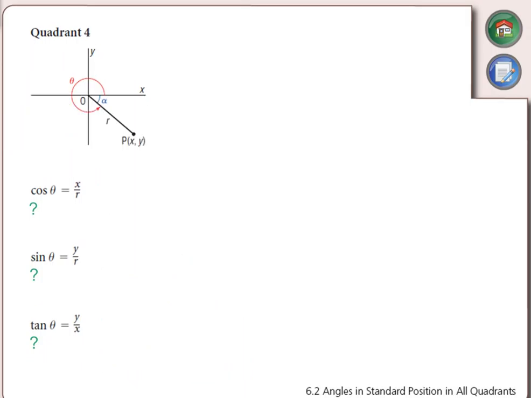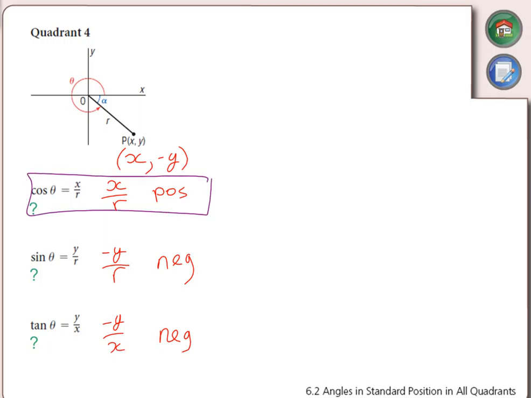Let's move to quadrant 4. Again, changing it here. The x is positive direction. The y is negative. So when we look at that, we've got positive over positive. So that's a positive value. We've got negative over positive. That's a negative value. And then we've got negative over positive. That's a negative value. The only one that's positive here, cosine. Probably could have guessed it. Hasn't had its turn yet.